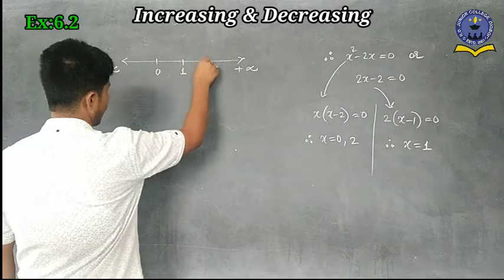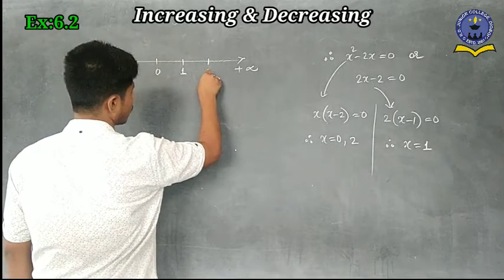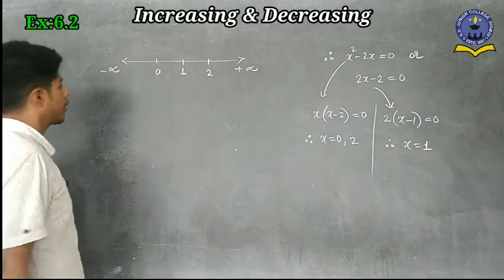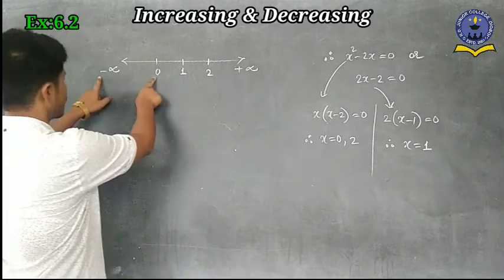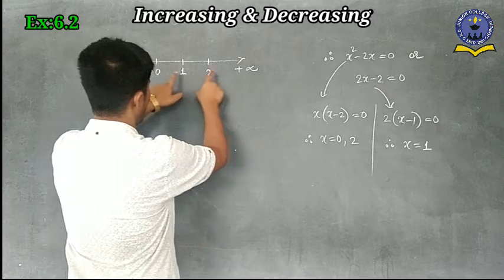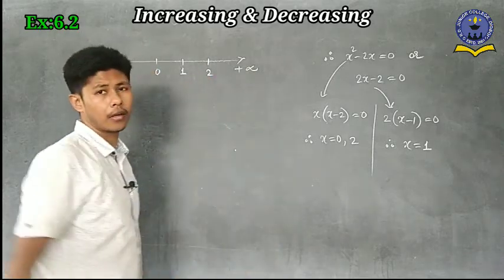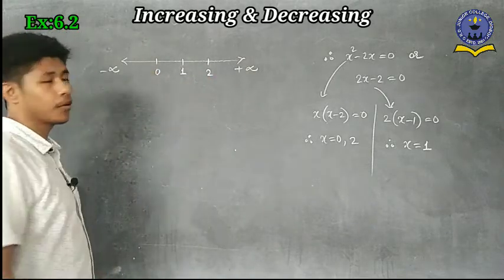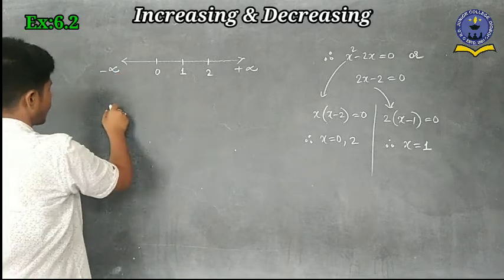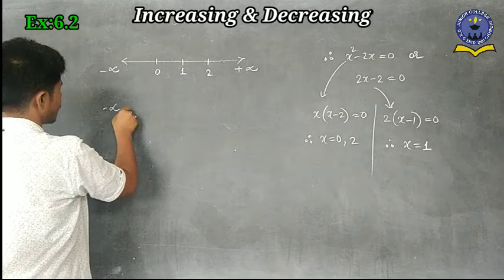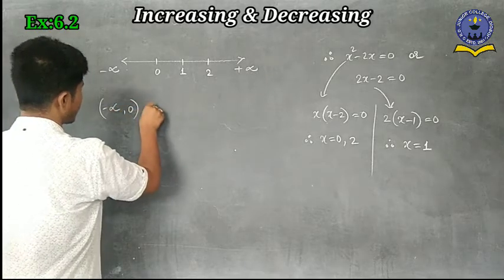0, 1, 2. These three are the critical points we get. So from here lots of intervals we get: minus infinity to 0, 0 to 1, 1 to 2, 2 to infinity. So I think all of you know what you have to do here, isn't it? So first of all, we check the first interval, which is from minus infinity to 0.